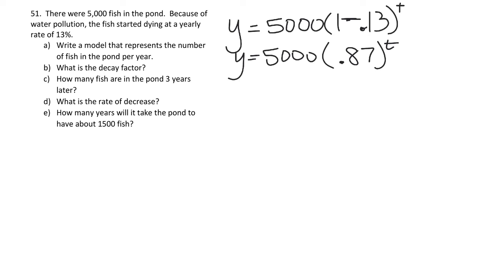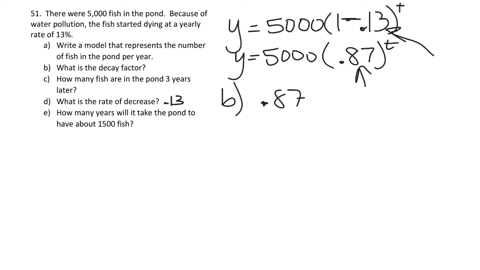What is the decay factor? The decay factor is 0.87. The decay rate, I'm sorry, this is your factor, 0.87. The decay rate was at a rate of 0.13. So that answers D, 0.13 or 13%. How many fish are in the pond after 3 years?